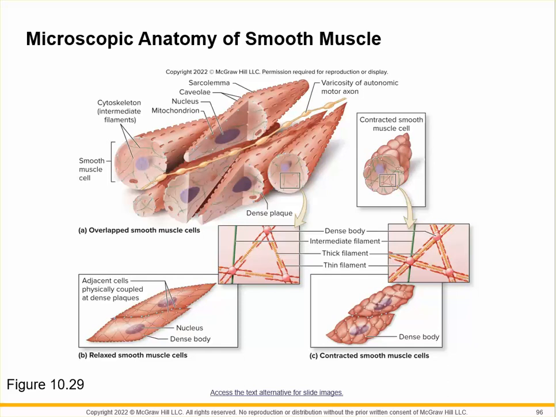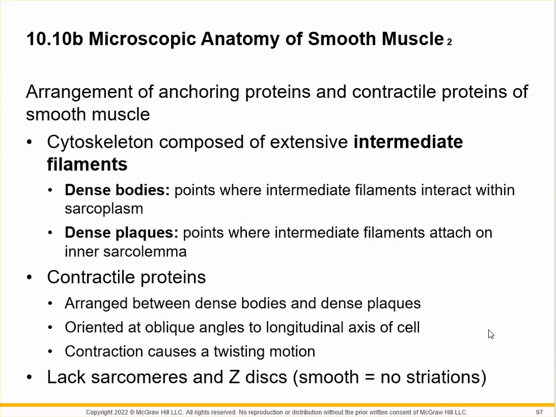So the cells look like this, and this kind of net over top of them is, instead of the thin filaments being attached to a Z disc, they're attached to proteins on the surface. And so the thin and thick filaments are all kind of arranged like a net around the surface of the cell. So they're anchored there. There's lots of intermediate filaments, and we call the points where they interact dense bodies.